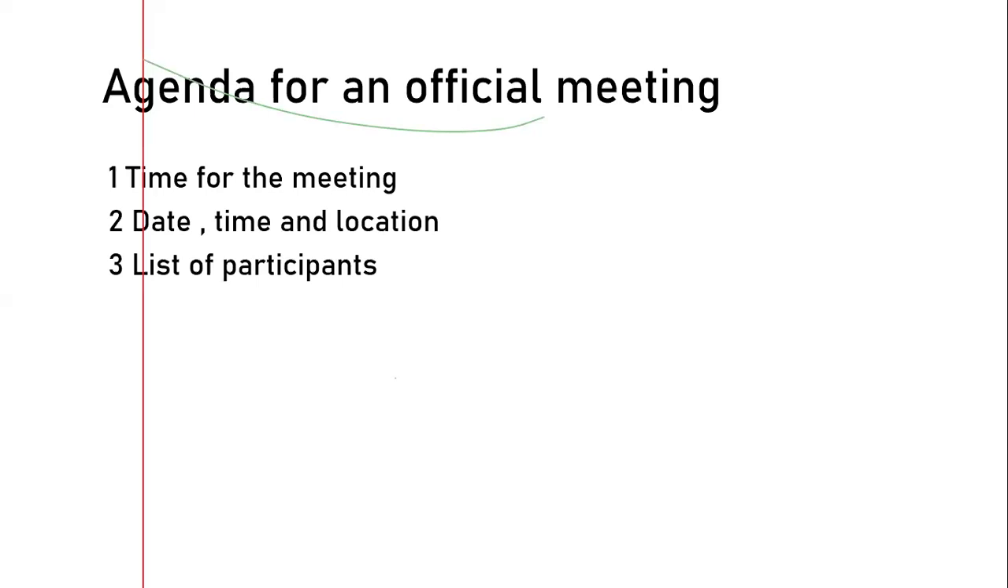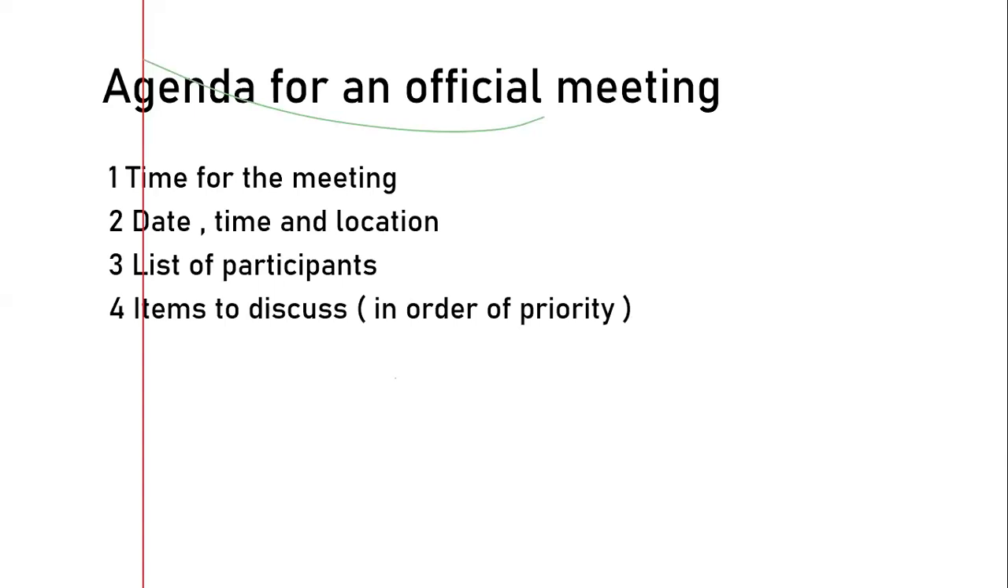Sometimes special invitees will also be there. So their names also appear in the agenda so that the other persons know that these people are also coming for that particular meeting. So I have to get prepared, and sometimes they will ask some questions regarding my area of problem, and I have to be prepared. Then in the agenda, items to discuss are in order of priority. Items will be listed in order of priority: first one, second one, third one, and fourth one.